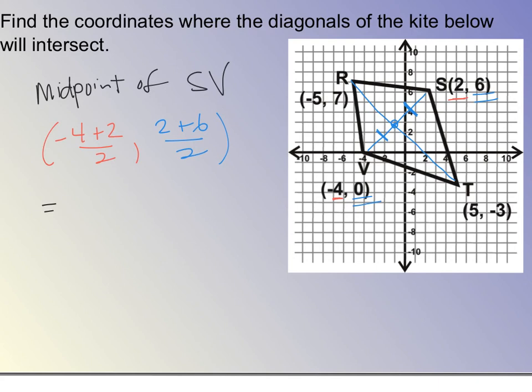I can clean that up to get negative 4 plus 2, that's negative 2 over 2, comma, 2 plus 6 is 8 over 2. So I'm hanging out at negative 1, 4.